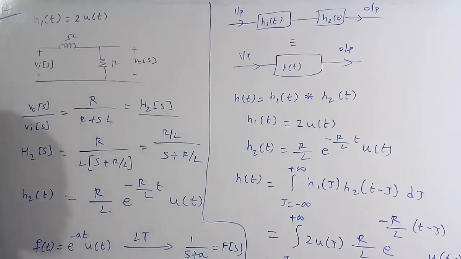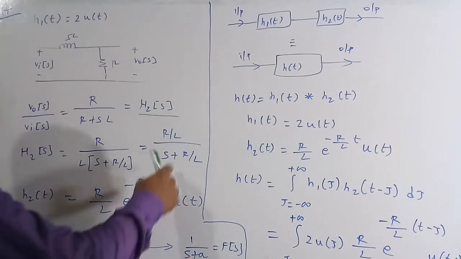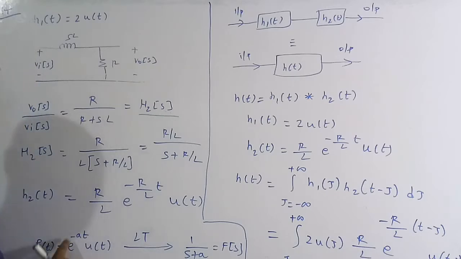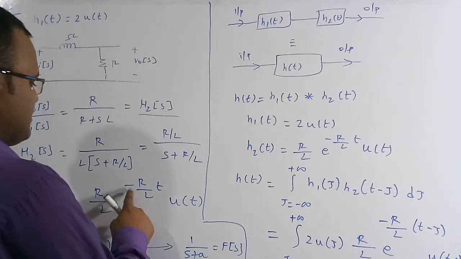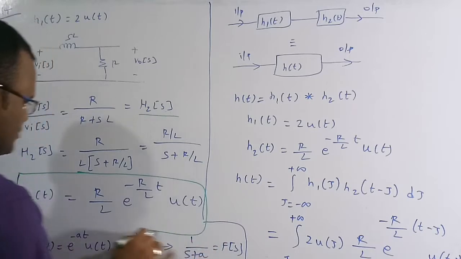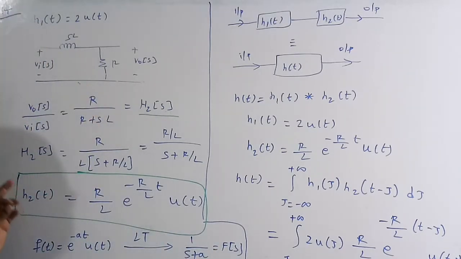The basic formula is, when f of t is equal to e to the power of minus a t into u of t, the Laplace transform is 1 by S plus a. So this is nothing but some constant by S plus a. Here a is R by L. Therefore e to the power of minus a t into u of t is e to the power of minus R by L into t. Using this relation, we do the Laplace inverse. This is called the impulse response of this system.